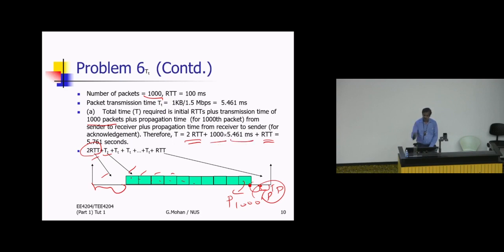Each packet transmission time is 5.461. How do we get it? Because packet size is 1 KB and the data rate is 1.5 Mbps. Again, 1 KB is 1024 multiplied by 8. It's not 1000. 1 KB is not 1000 bytes. It is 2 raised to the power 10 bytes, 1024 bytes. Any doubt? Students, any doubt?